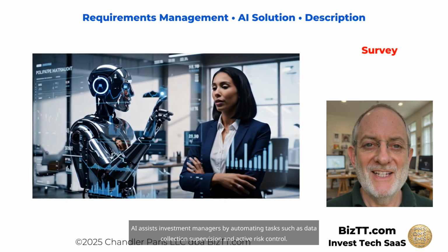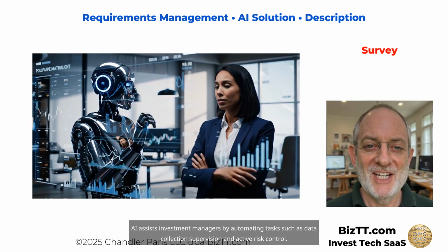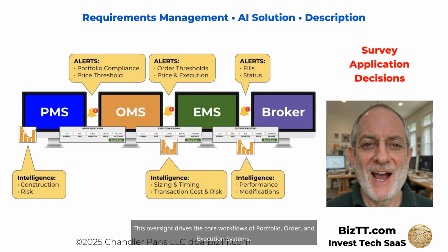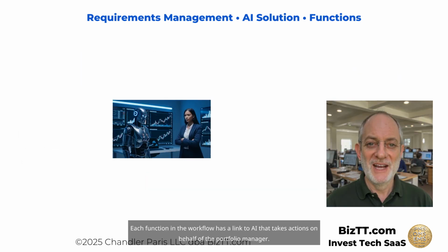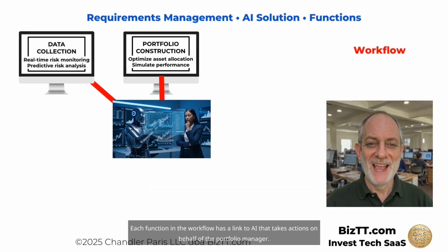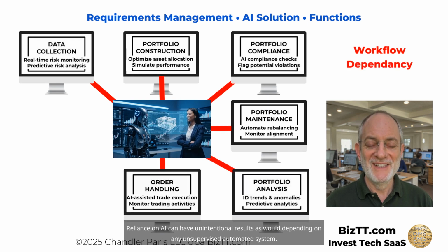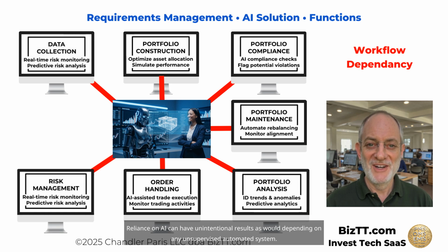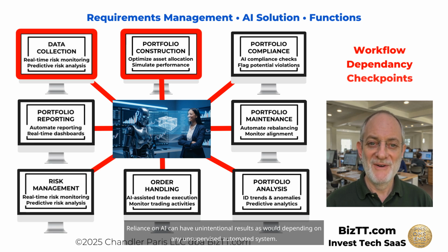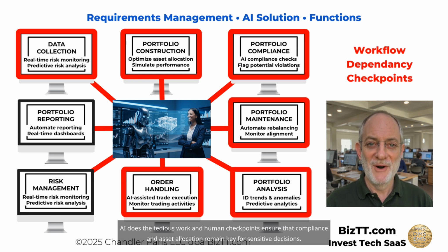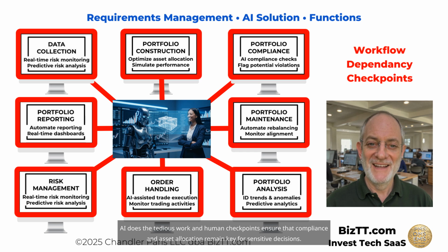AI assists investment managers by automating tasks such as data collection supervision and active risk control. This oversight drives the core workflows of portfolio, order, and execution systems. Each function in the workflow has a link to AI that takes actions on behalf of the portfolio manager. Reliance on AI can have unintentional results, as would depending on any unsupervised automated system. AI does the tedious work, and human checkpoints ensure that compliance and asset allocation remain key for sensitive decisions.